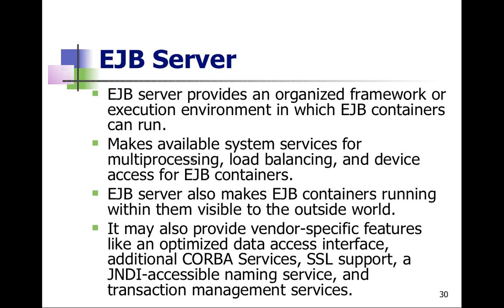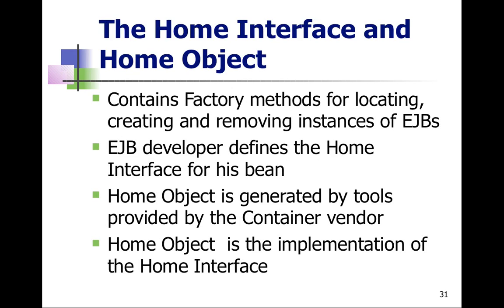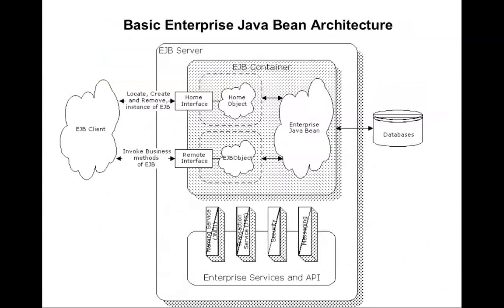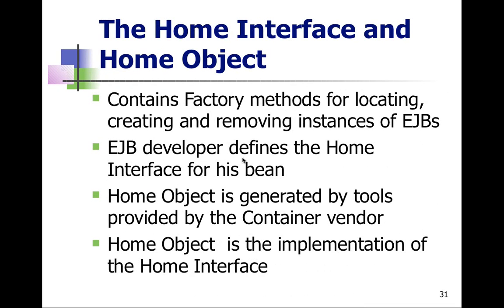And provides vendor-specific support for features to optimize data storage interfaces, such as CORBA services, which is what I'm going to talk about next today, SSL support, JNDI support, all sorts of different things. So in here, the configuration had two objects: a home object and an Enterprise JavaBean object. I'll talk a few more things about those two types of objects.